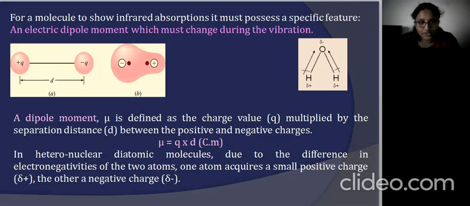So in heteronuclear diatomic molecules, due to the difference in the electronegativities of the two atoms, one atom acquires positive charge and the other atom acquires negative charge. If you see the water molecule, the hydrogen atoms possess a small positive charge and the oxygen atom possesses negative charge. If you take an HCl molecule, as I told you in the microwave spectrum, hydrogen carries positive charge and the chlorine carries negative charge. And the center of gravity is towards the larger mass of the atom present in the molecule.